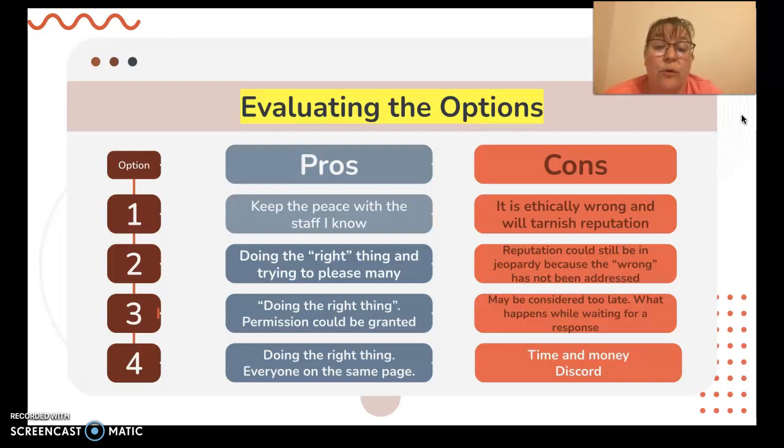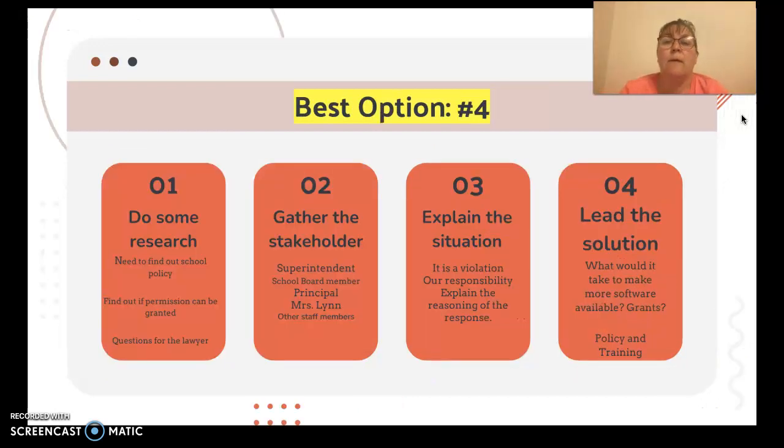Option 3, I could do the right thing and permission could be granted, and great, we've saved money. But the con is the software company might think it's too late and still press charges. But then what do we still do while we're waiting for the response? And in option 4, doing the right thing is a pro, and then everyone's on the same page. And then the con is that there is time wasted because of trying to make a plan, but then there is a lot of money being spent, and there could definitely be some discord, like, "I don't agree with the way things are, it should be right, you can't tell me what to do," that type of thing. But in doing that, I still believe that option 4 is the best option.